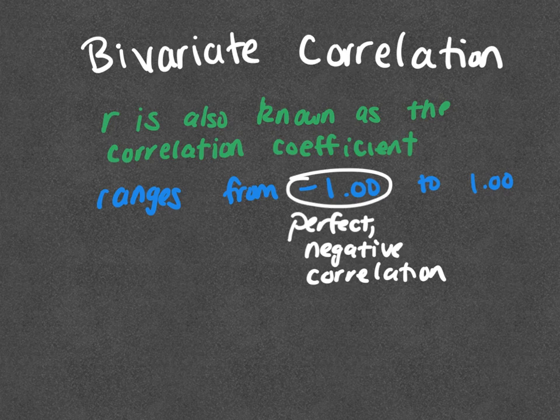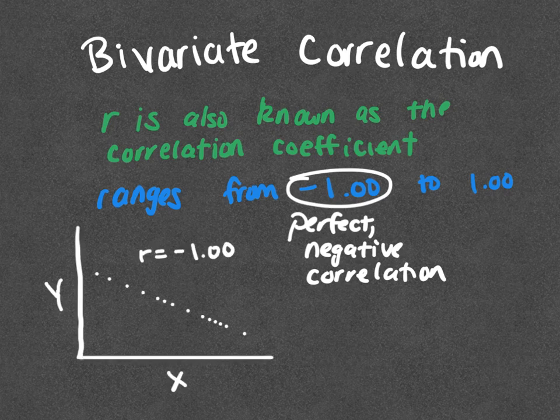When r is -1, it means there's a perfect negative correlation. Here's an example of what a graph could look like when r equals -1.00. Notice that the dots have a very clear straight line that they're moving in, where each time x increases, y decreases in the same fashion.